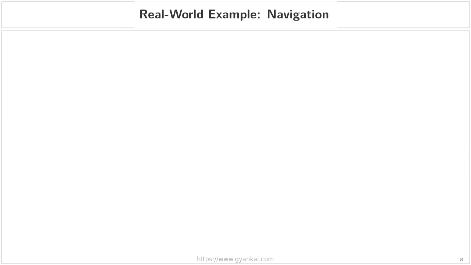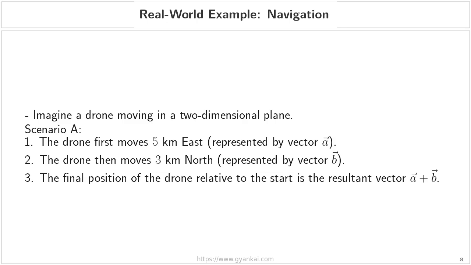Real-world example, navigation. Now that we have mathematically proven the commutative property using the geometry of a parallelogram, let's step away from the abstract equations and look at how this applies to a real-world situation. Imagine a drone moving across a flat, two-dimensional plane. Let's look at scenario A first.